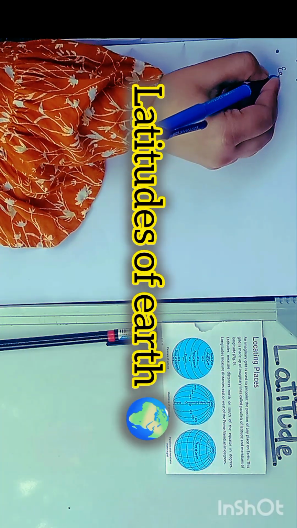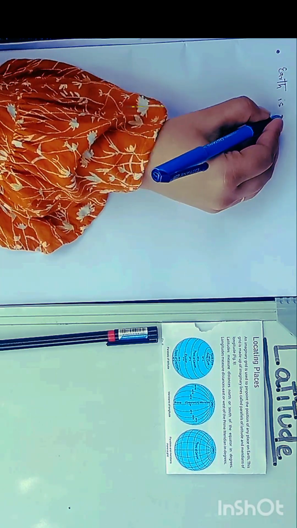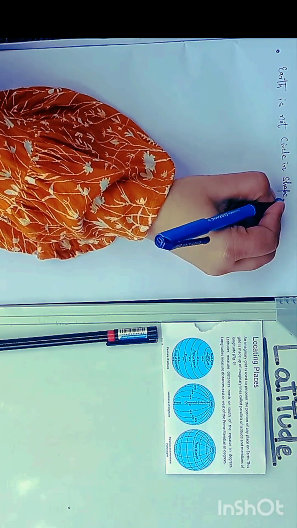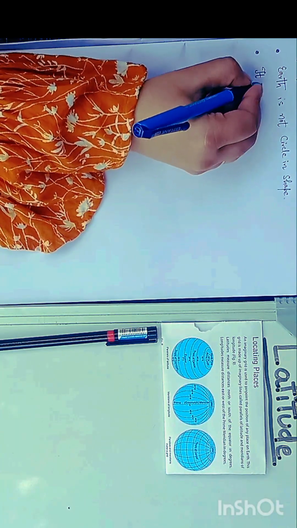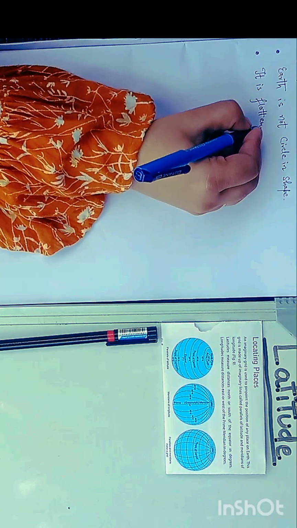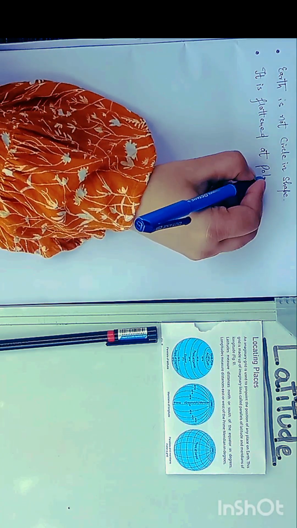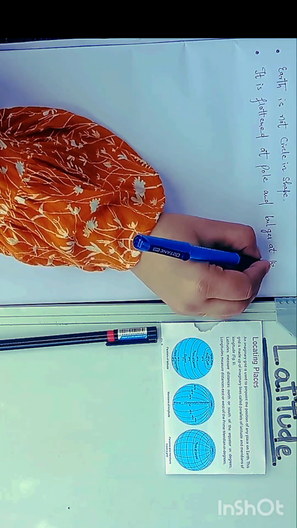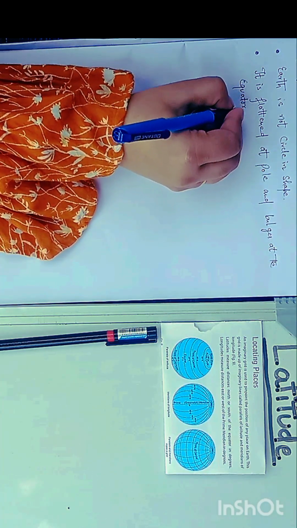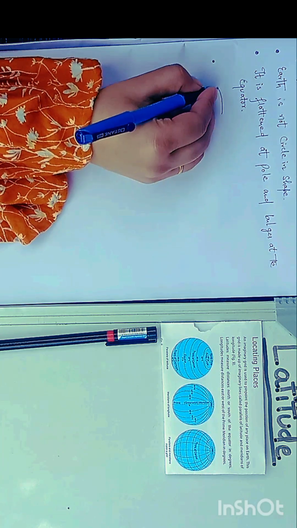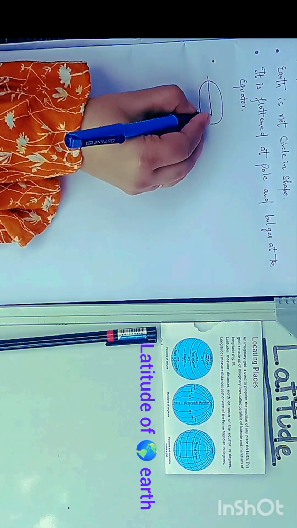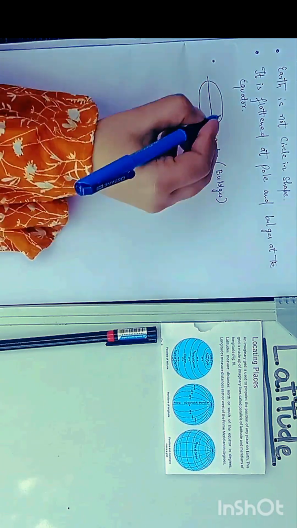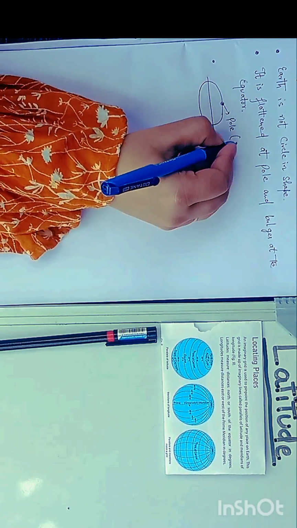So today we study what is latitude of Earth. Firstly, we know Earth is not circle in shape. Then, what is the shape of Earth? It is flattened at the poles and bulge at the equator. This is quite evident from the picture of this Earth. That is, Earth bulges at the equator and is flattened at the poles.